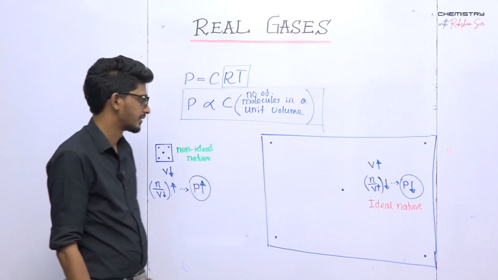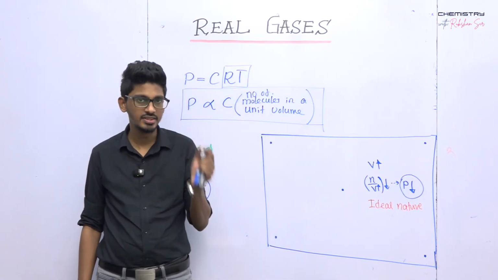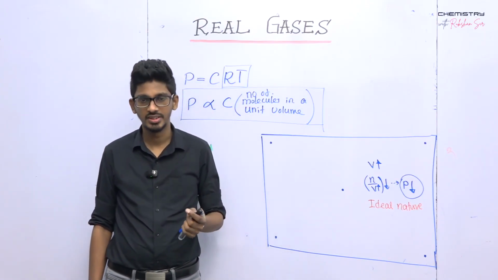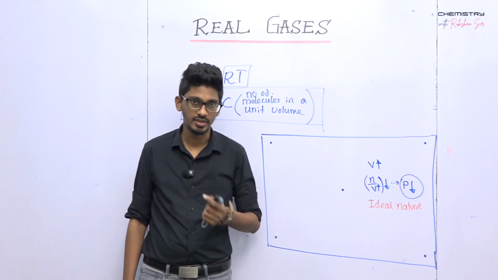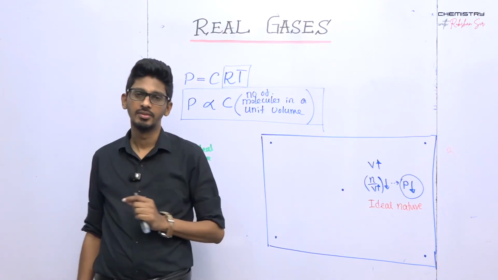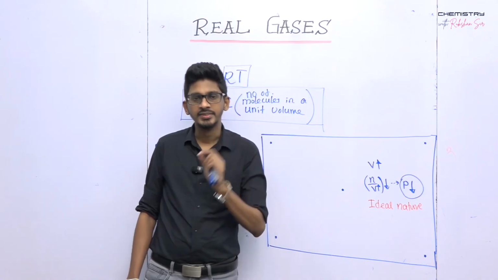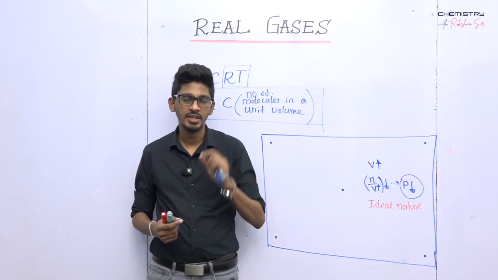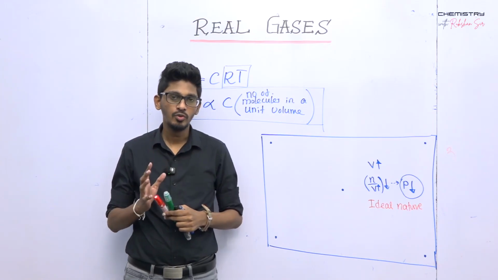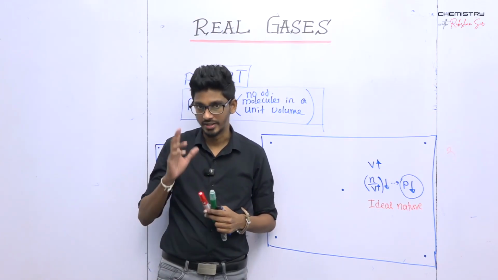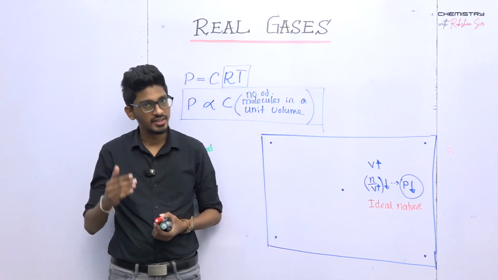And what about the temperature? I said earlier that at very high temperatures, yes, even real gases will follow ideal behavior. How come? The point is, when the temperature is very high, the particles will move with very high speeds. Why is that? Last day we discussed that temperature is a measure of kinetic energy.